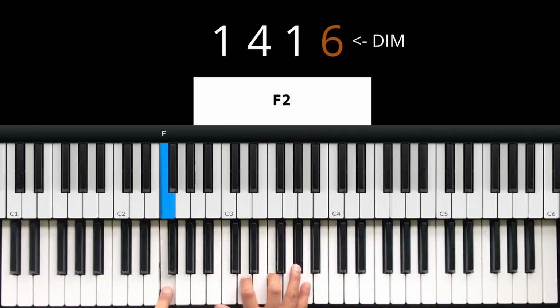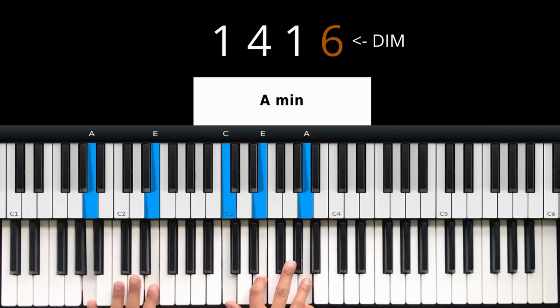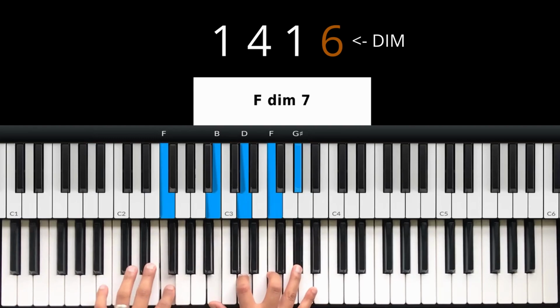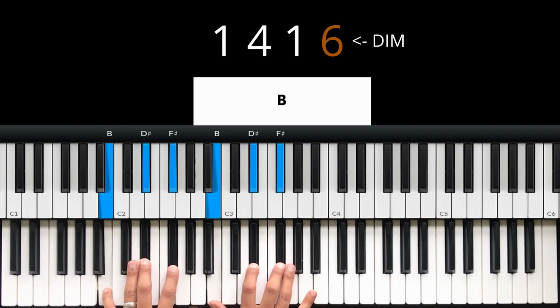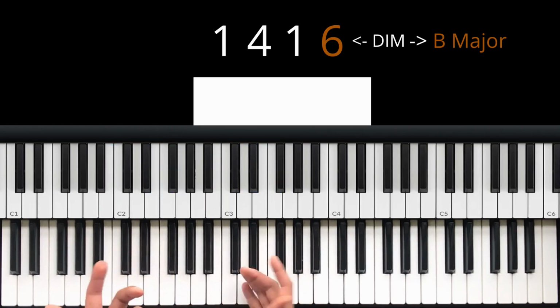The diminished chord, this diminished chord, took us to the A minor. But this particular diminished chord also sounds nice if you go to the B. So if we go, you see, it works.